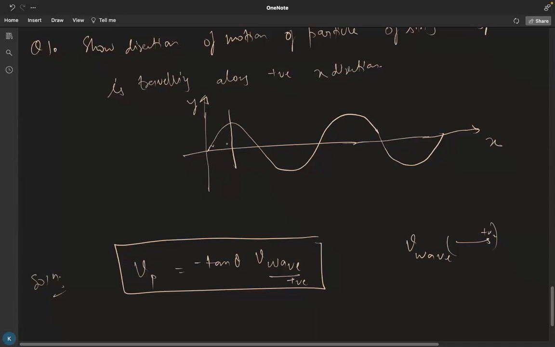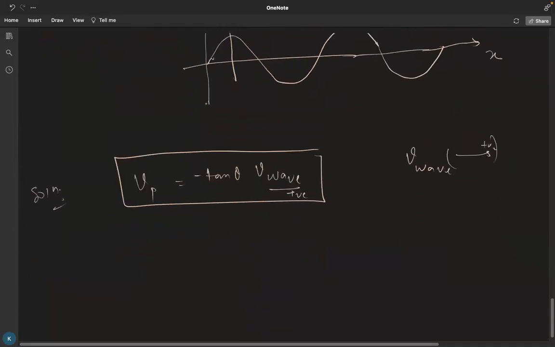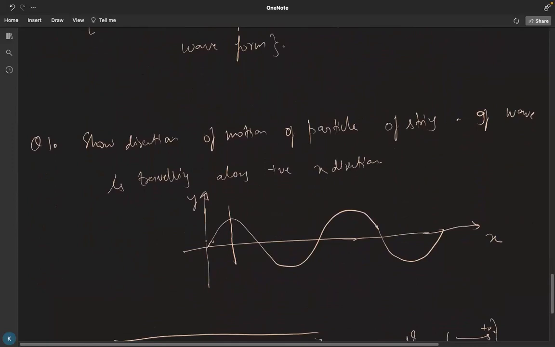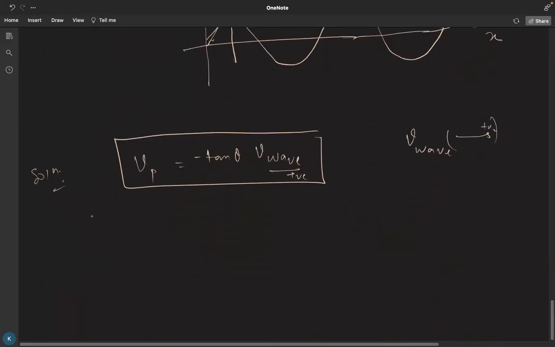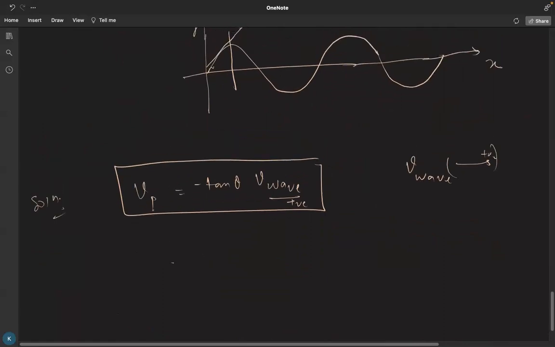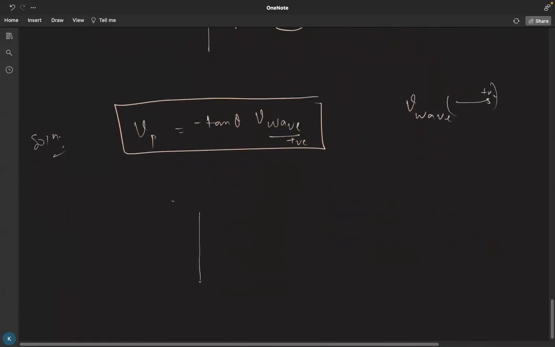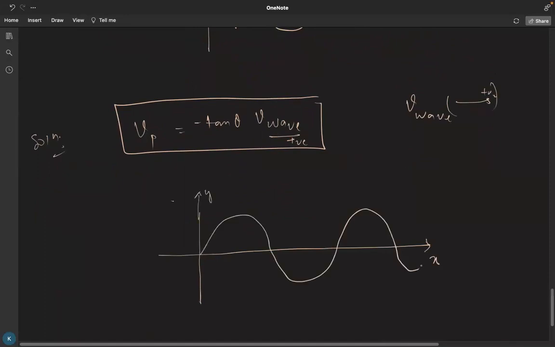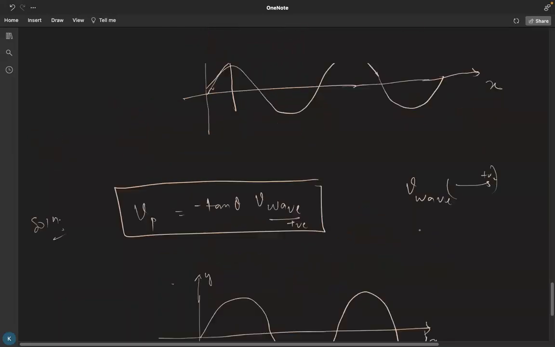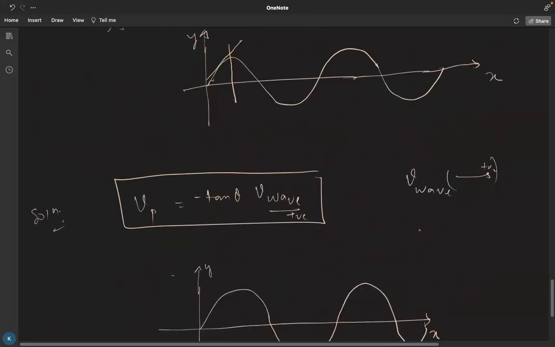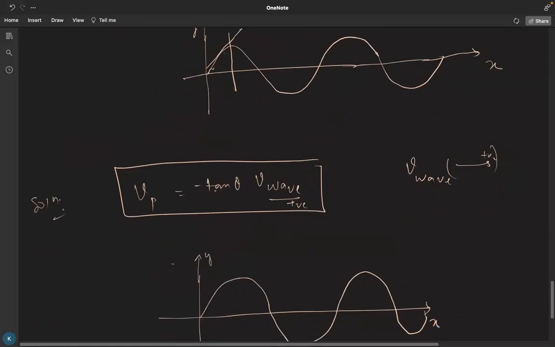So if I'm talking about this region, and I draw the slope of tangent here, this is positive. So in that region, let me draw another graph. This is x, this is y. Now, in this region, we have a positive slope, and the velocity of wave is positive too. So the overall velocity of particle is negative because the negative sign is multiplied here. So up to this region, we have a velocity in the downward direction.